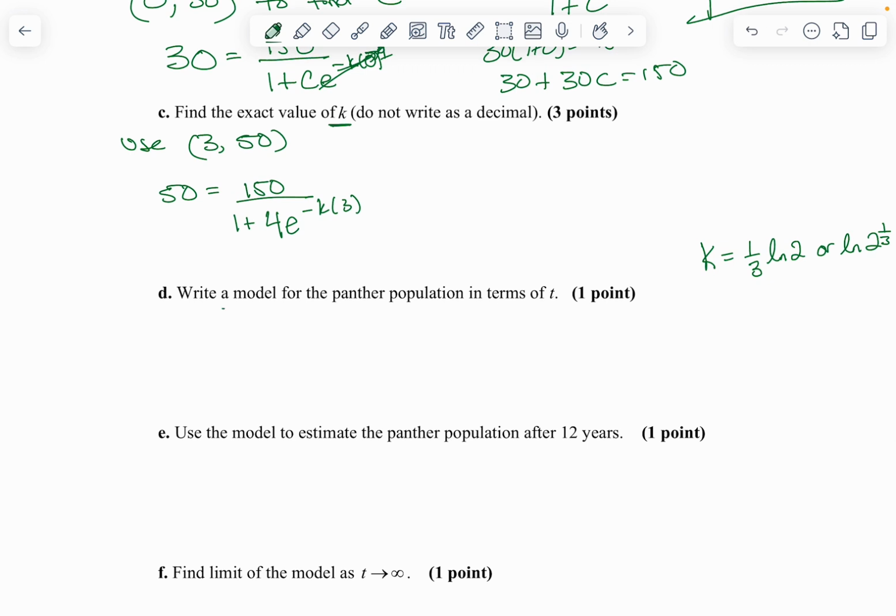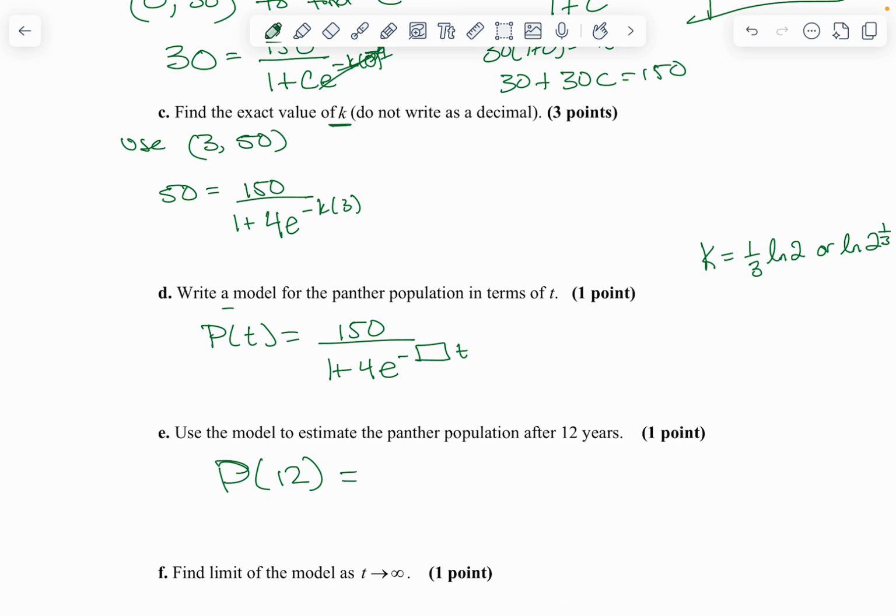Part D, write the actual model. Okay. We know that it's 150 over 1 plus, the C is 4, E to the negative K times T. So you solve for K and you have T. You plug in your negative 1/3 ln of 2, or ln of 2 to the 1/3, negative. All right, and use the model to find the population after 12 years. That one's easy. You guys can do this.